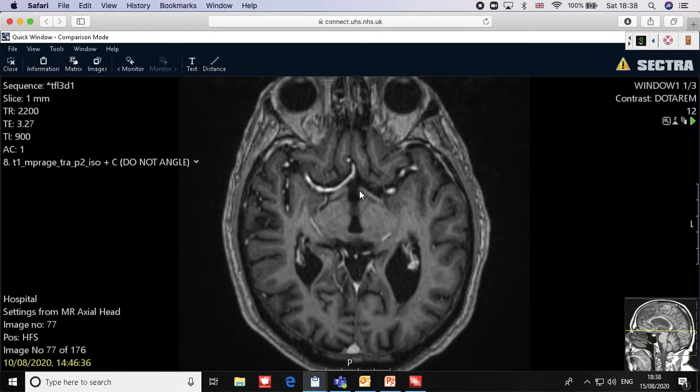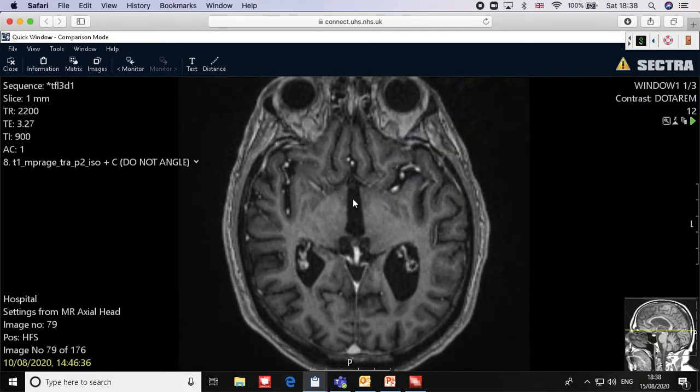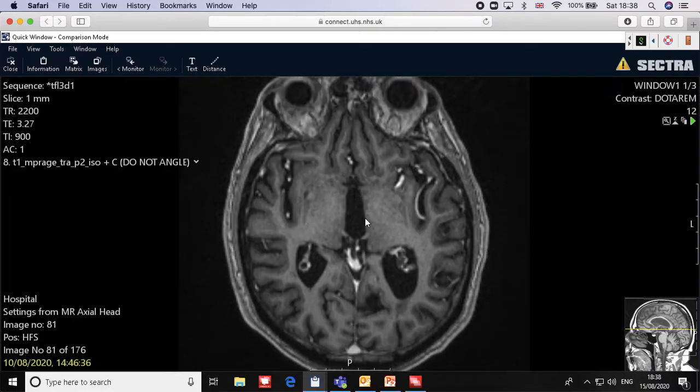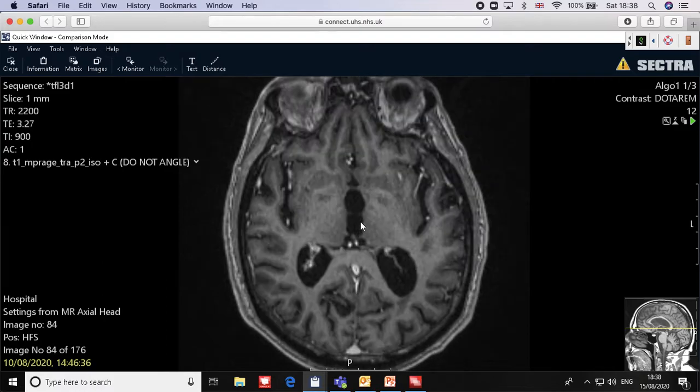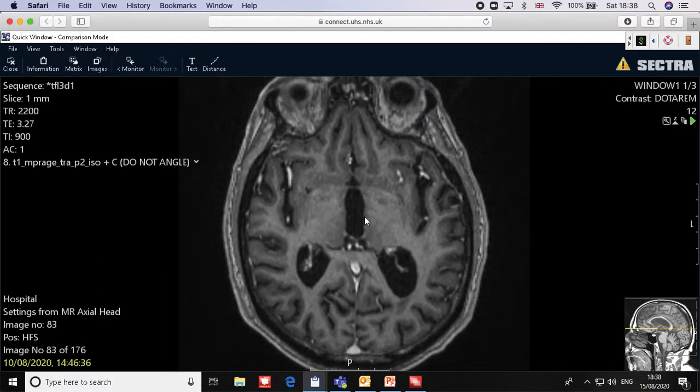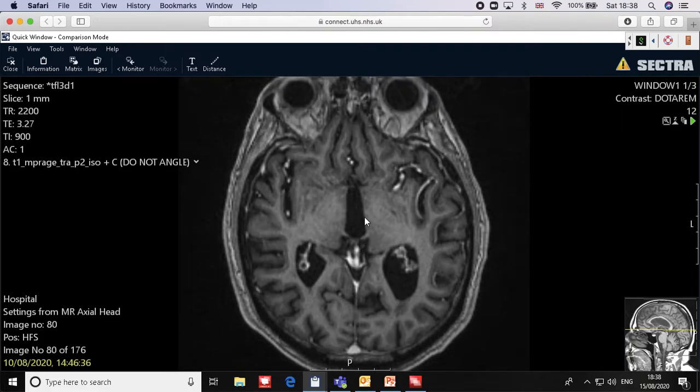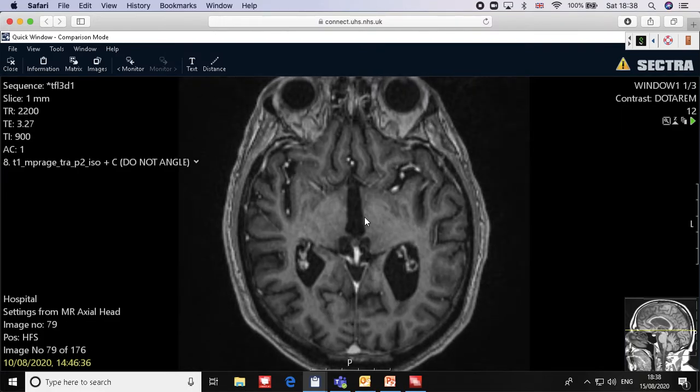Okay, so this is the optic tract. This is the hypothalamus on either side. This is the third ventricle. The anterior commissure is easy to see, and I don't think something will be much easier than that. And I hope this is useful for you.